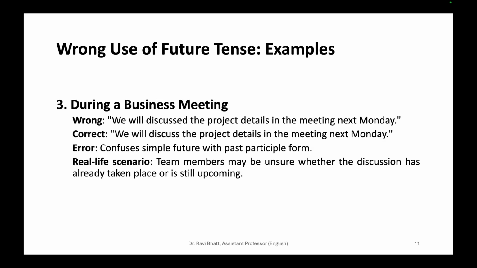Now, see, during a business meeting. The wrong variation would be: we will discussed the project details in the meeting next Monday. Okay. Now, what we are doing here, we are confusing simple future with past participle form. Okay. And in the real life scenario, the team members may be unsure whether the discussion has already taken place or is still upcoming. Okay. The correct would be, we will discuss the project details in the meeting next Monday. All right. We'll never use it with the past participle form. Okay. It's always will plus the base form of the verb.